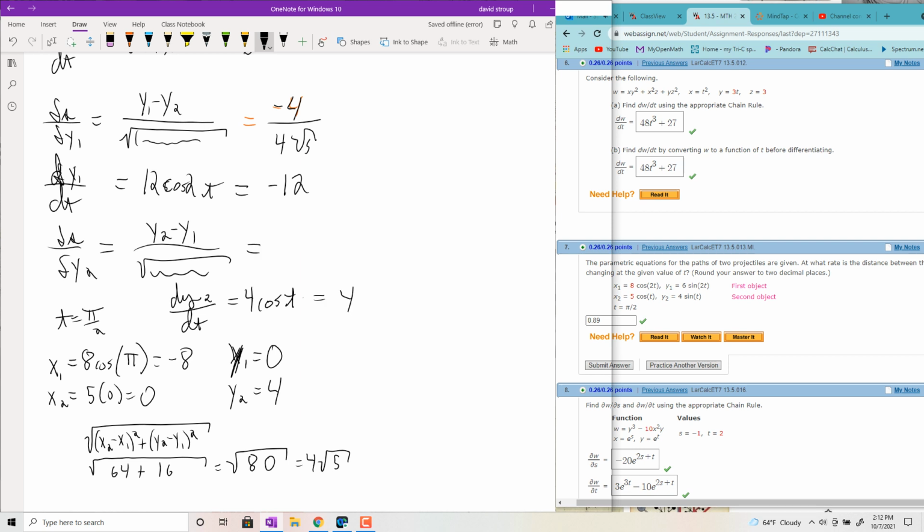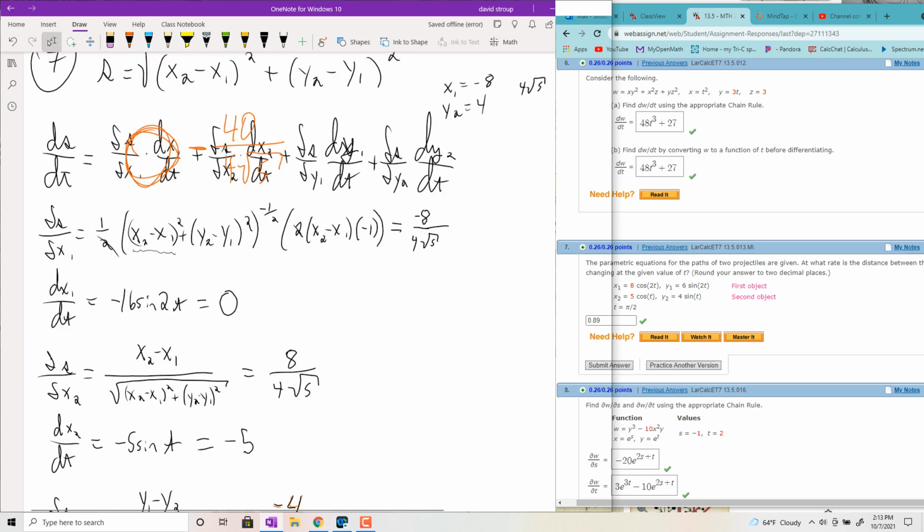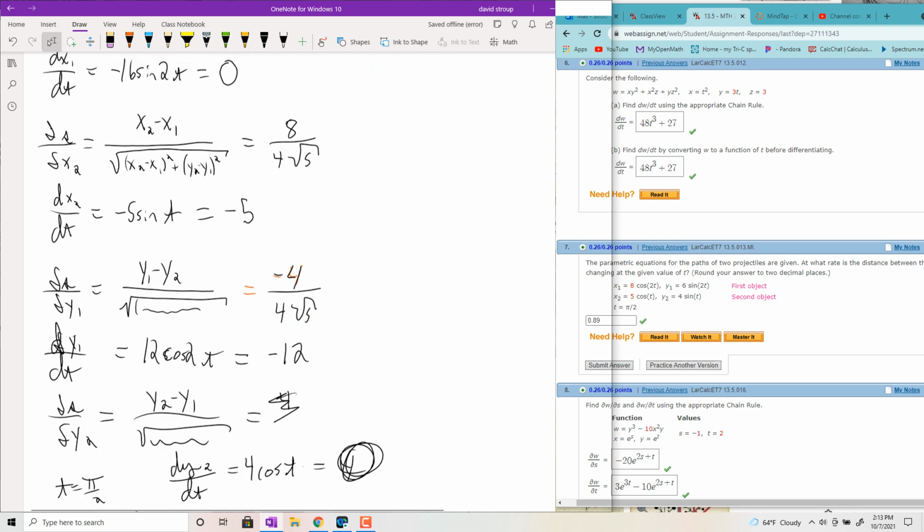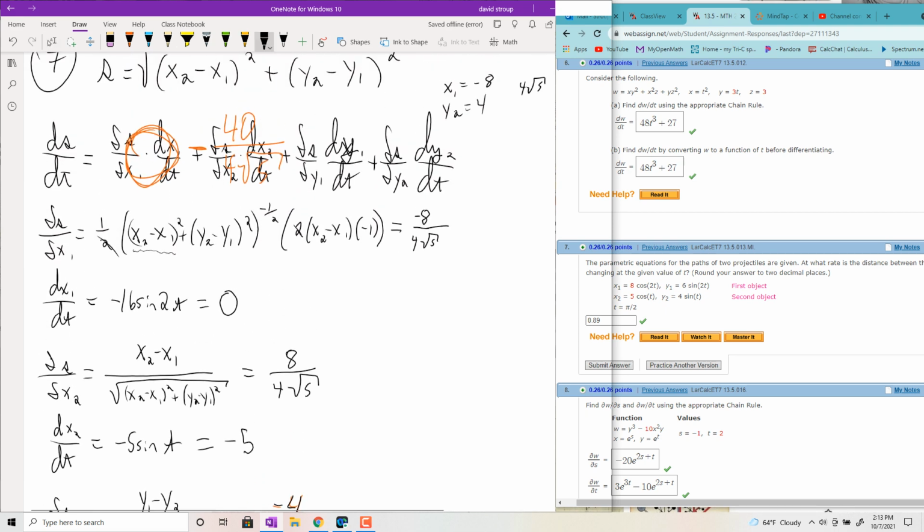But this guy, what's this guy going to be? Y2 is 4. Cosine of pi over 2 is 0. So this part would be 0. So when I multiply, I don't even need this portion. So the last part is going to be 0. But the middle part, positive 48 over 4 root 5. But this last part is going to be a big 0.